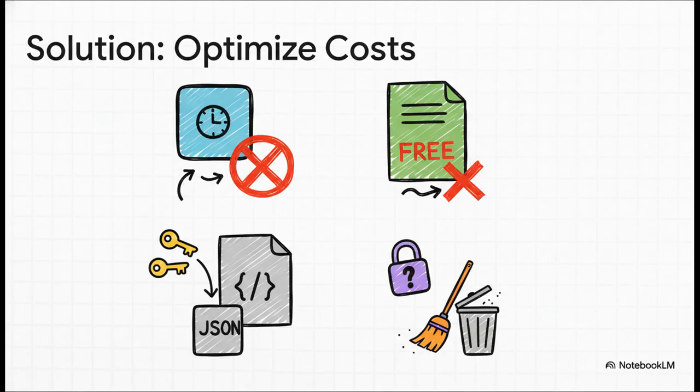Second, be strategic. Use the free Parameter Store for anything that doesn't need rotation. Third, you can bundle related keys together into a single JSON secret. And finally, just be a good housekeeper. Regularly look for and delete any secrets you're not using anymore.